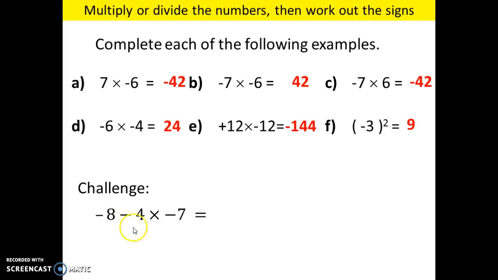With the challenge here, if you want to have a look at this, you need to work out the multiplication before we start doing any adding and subtracting. Now, I have negative 4 times negative 7. Now, negative times negative is a positive, 4 7s are 28. So when I work that section out, I end up with this. Now I've got minus 8 plus 28, and that will give us positive 20.